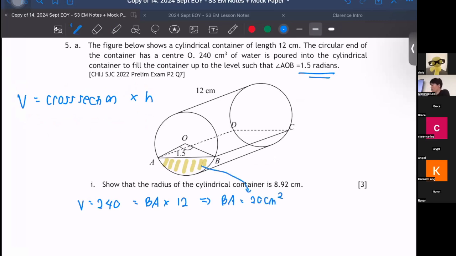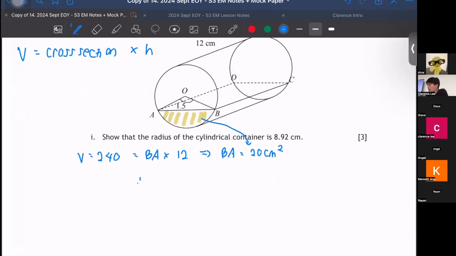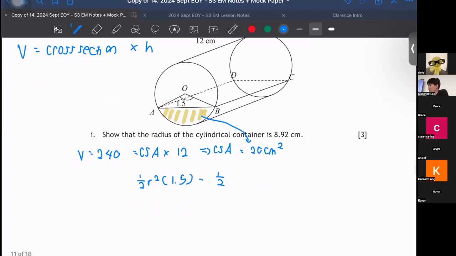How do I find my shaded area? Sector area, which is given by half r squared theta, minus away my area triangle. Maybe it's a bit too confusing, so I'll just use CSA, cross-section area. CSA stands for cross-section area. So from here, you must minus away the triangle using half AB sine C. So sine 1.5. And this must be equal to 20 cm squared.